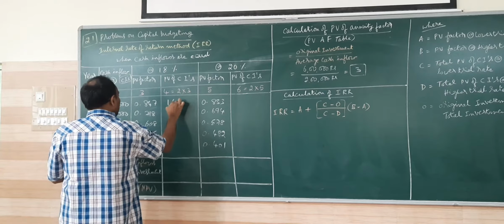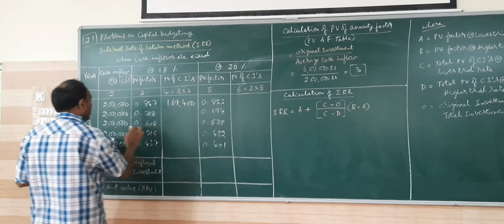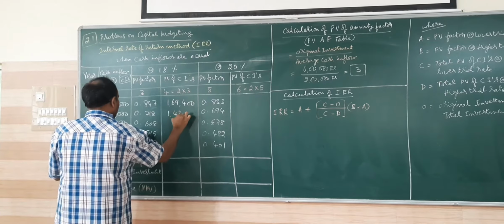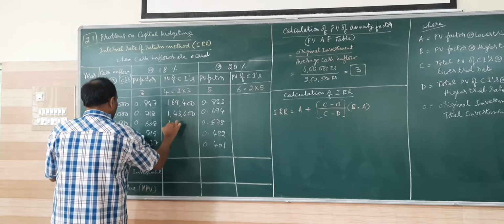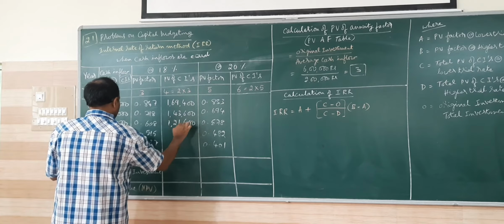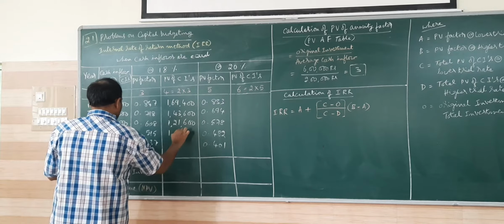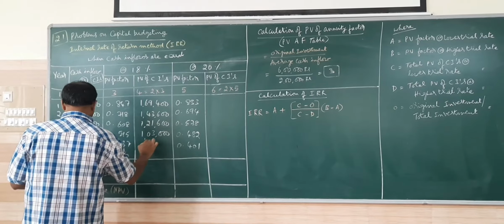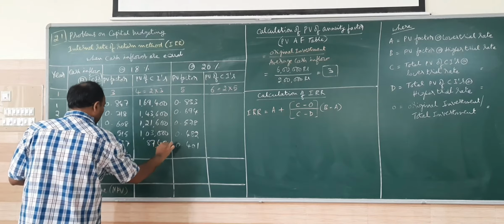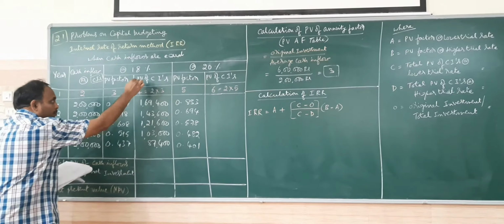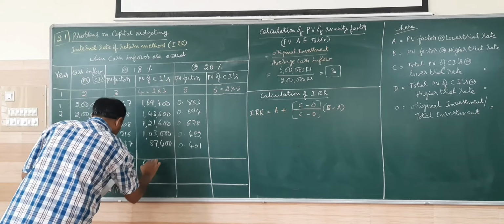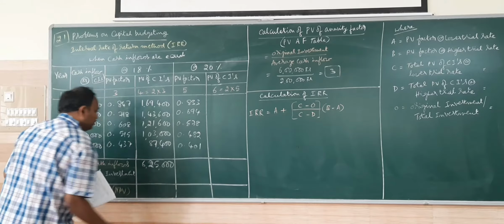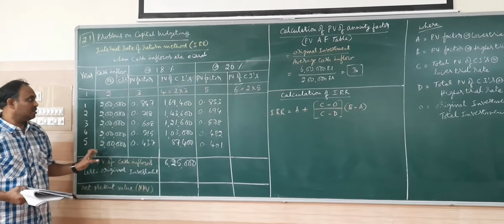So first year 1,69,400. Second year, 2 lakh into this PV factor, 1,43,600. Then 1,21,600, then 1,03,087,400. So similar to earlier, add all the PVs of cash inflows. 6,25,000 after adding all the 5 years' PV.